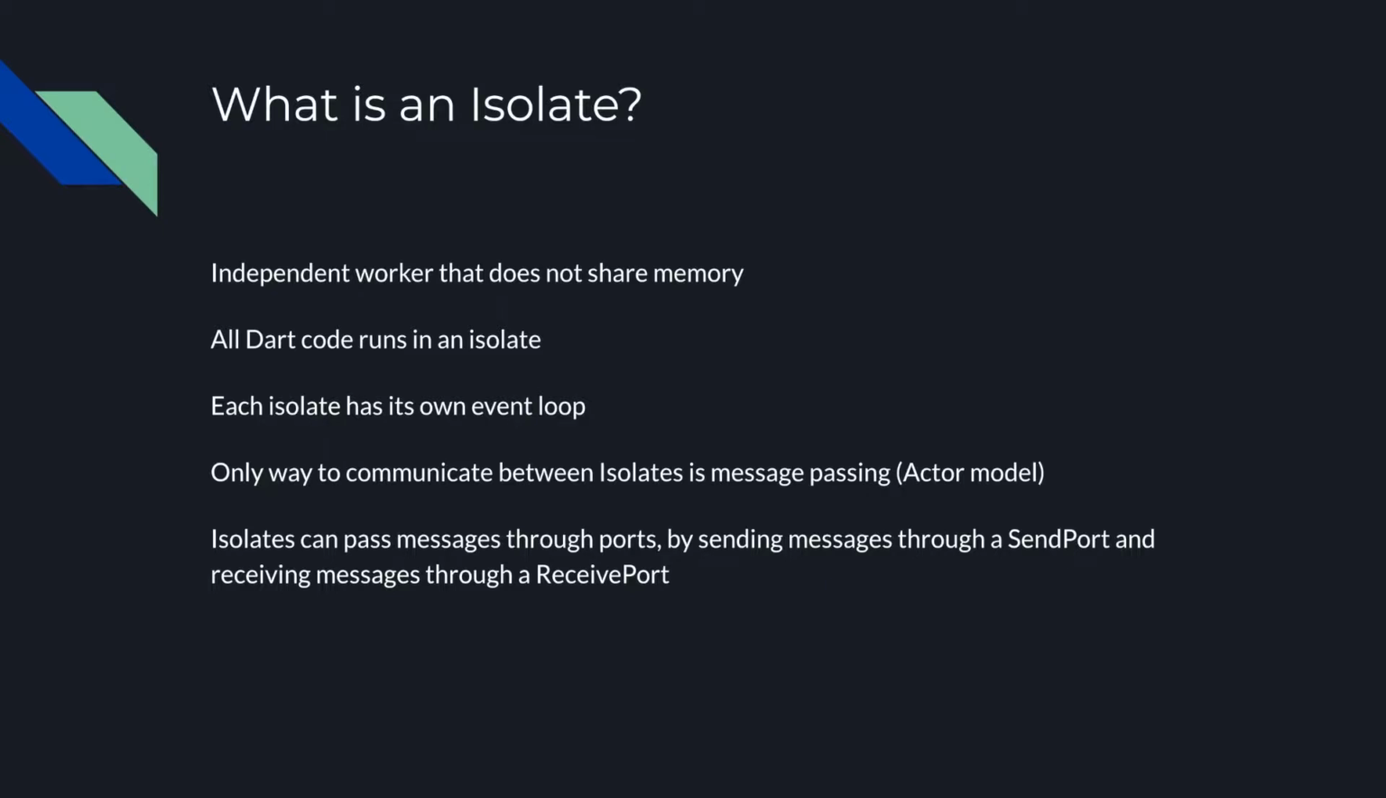Isolates are independent workers that do not share memory with each other. All Dart code is run in an isolate. The only way for isolates to communicate with each other is through message passing. Messages are sent through a send port and are received in a receive port.